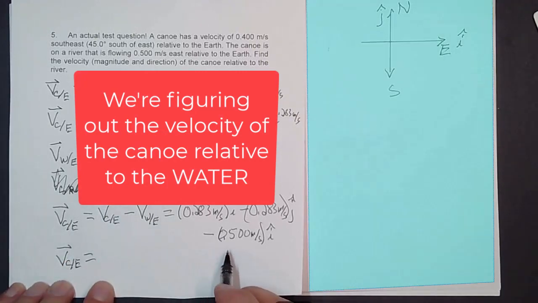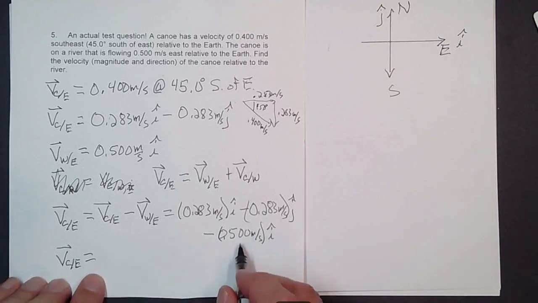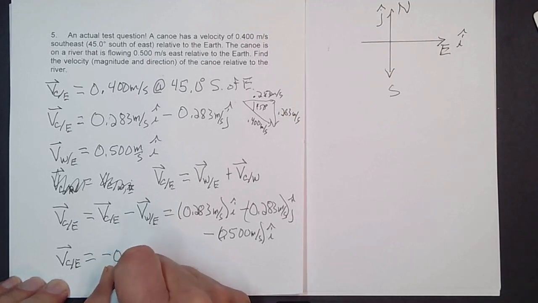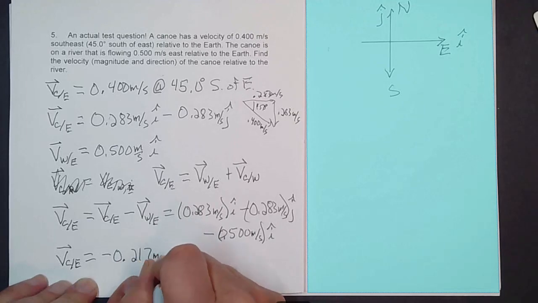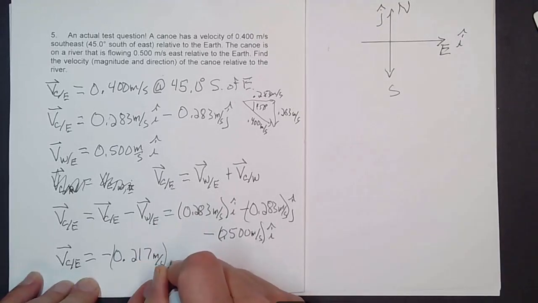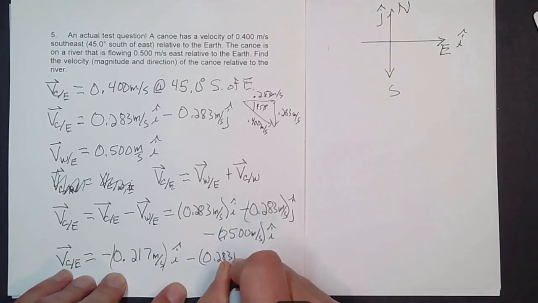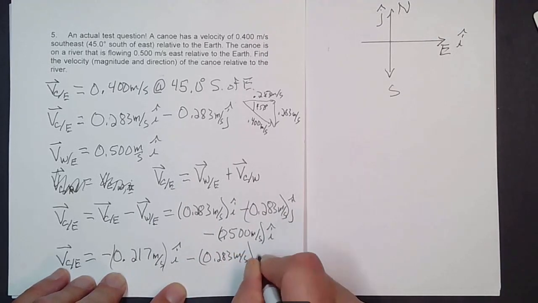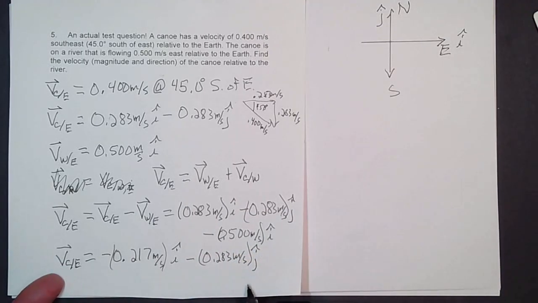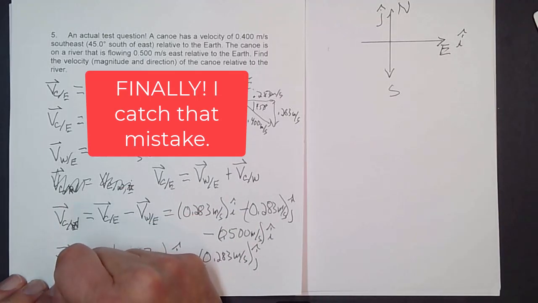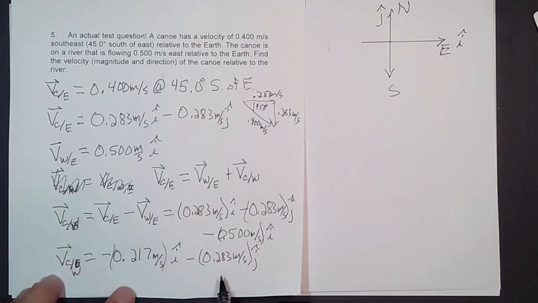And 0.283 minus 0.500 ends up giving me minus 0.217 meters per second in the i hat direction, minus 0.283 meters per second in the j hat direction. So there's the velocity of the canoe relative to, should be a W here. Yep. Hope you weren't too confused by that. That's the canoe relative to the water.